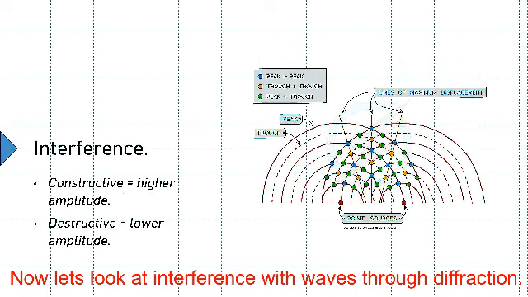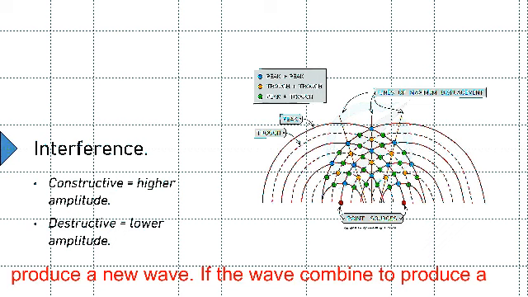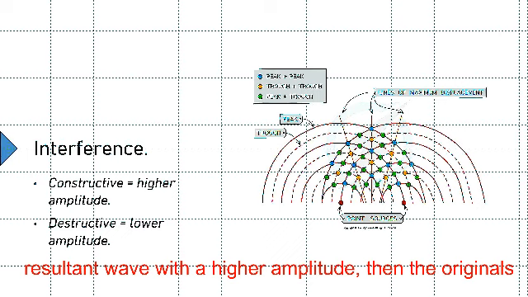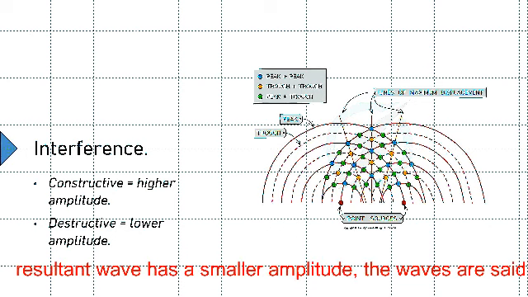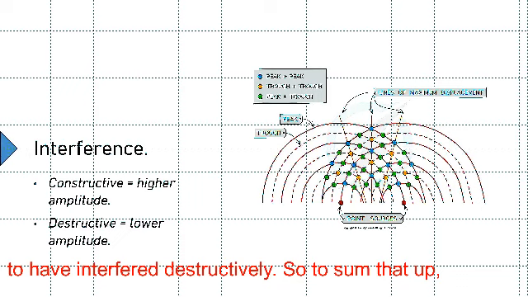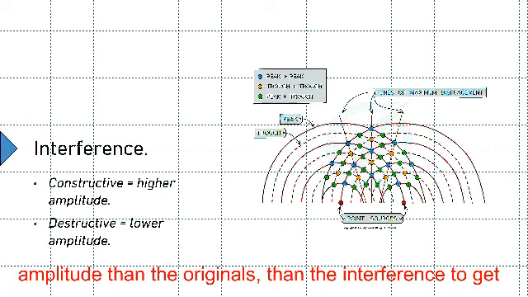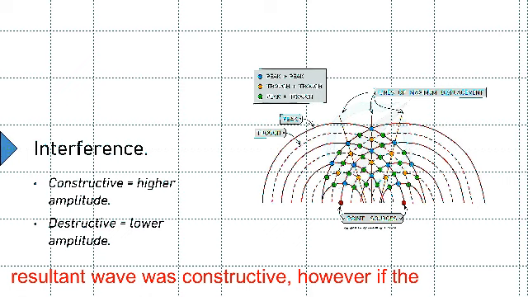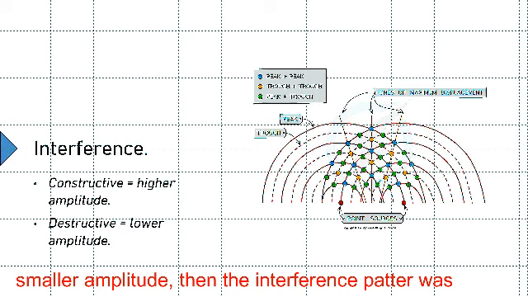So that's diffraction. Now let's look at interference. With waves through diffraction, interference occurs when two or more waves combine to produce a resultant new wave. If the waves combine to produce a resultant wave with a higher amplitude, then the originals are said to have interfered constructively. If, however, the resultant wave has a smaller amplitude, then the waves are said to have interfered destructively. So to sum that up, interference is when two or more waves combine to produce a new wave. If that resultant wave has a higher amplitude than the originals, then the interference was constructive. However, if the interference creates a new wave with a smaller amplitude, then the interference pattern was destructive.